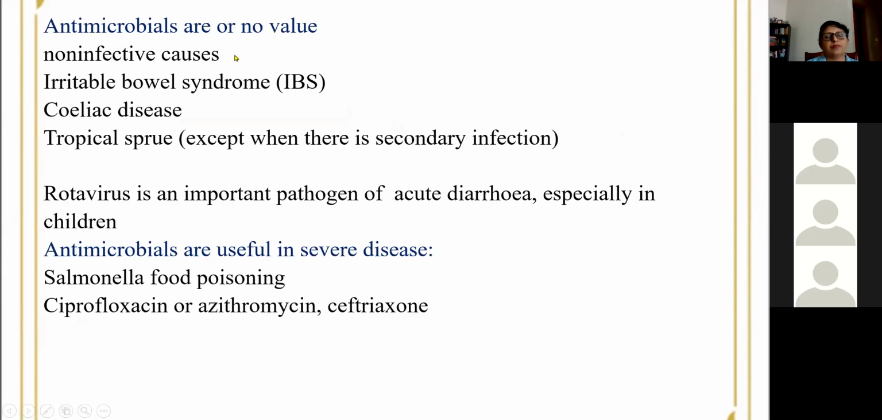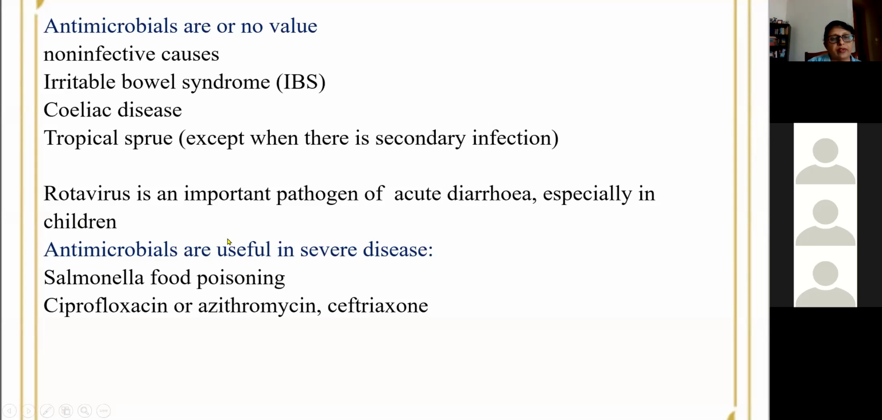Again I am telling you, antimicrobials are of no value in non-infectious causes like irritable bowel syndrome, celiac disease, tropical sprue, all these things you have studied in pathology. So you know what they are. In such cases also we don't need any antimicrobials. Then another pathogen for acute diarrhea, especially in children, is rotavirus. Viral means there is no antiviral drug for treatment, so we have to just correct the dehydration.